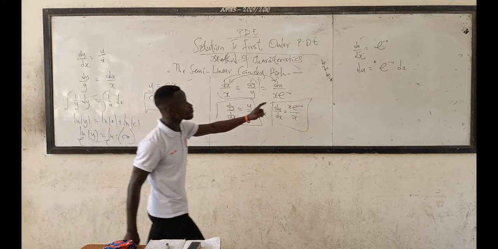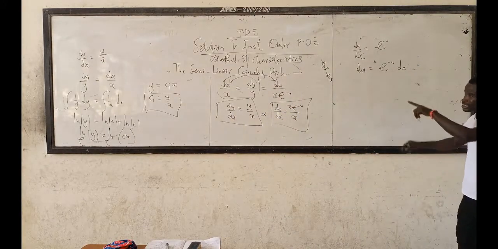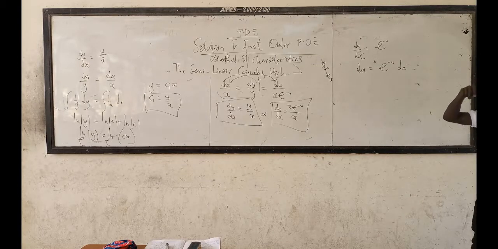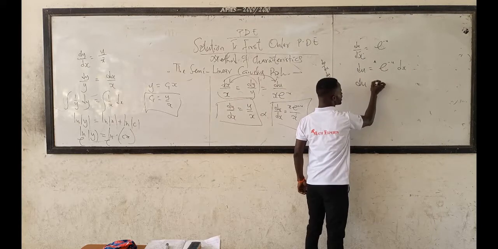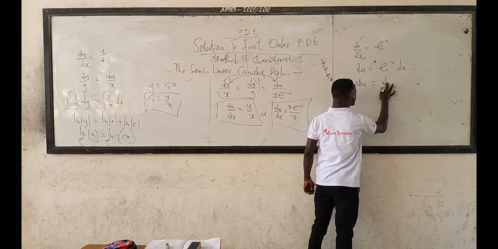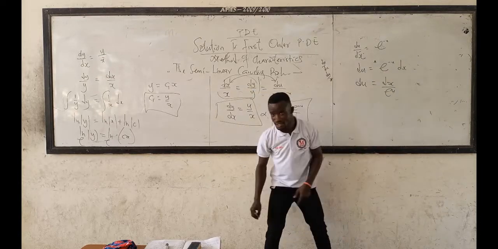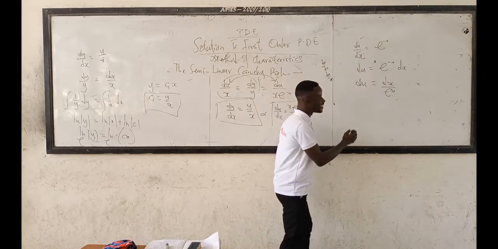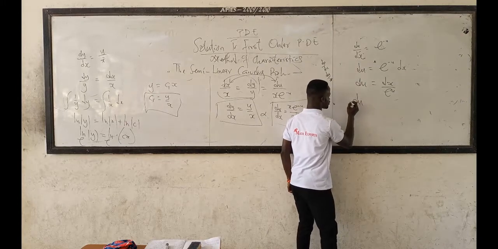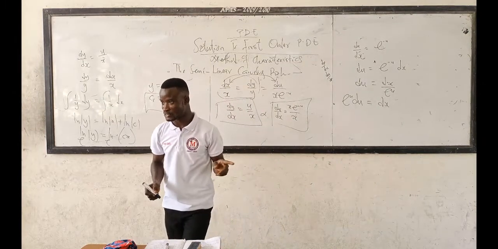But you see, after here, you try to integrate both sides, right? But this function is in terms of what? u. You can't integrate with respect to x. So what do we have to do then? Or we can make it like this. So now we can write e raised to the power u du is equal to what? ds. So we can now integrate both sides.